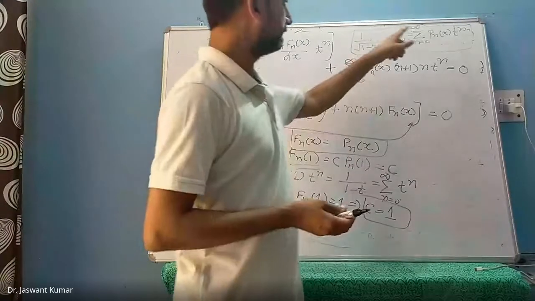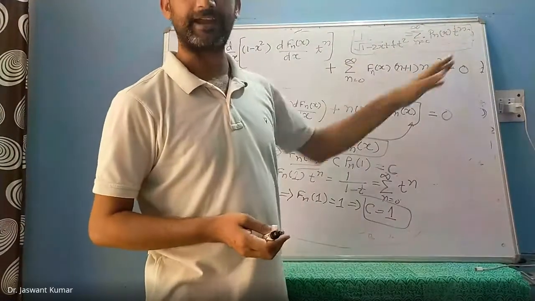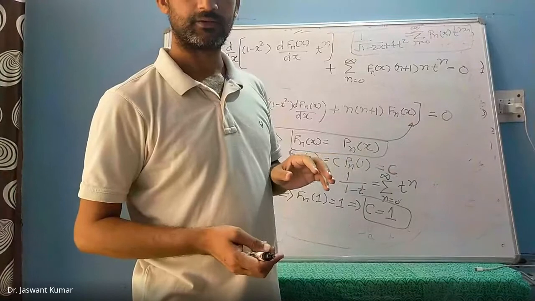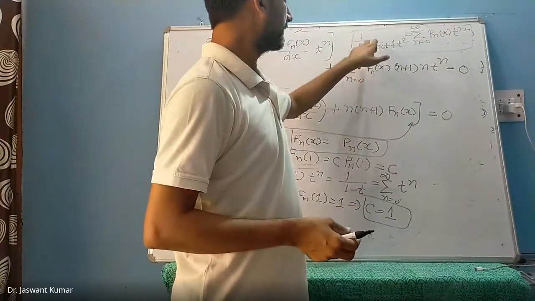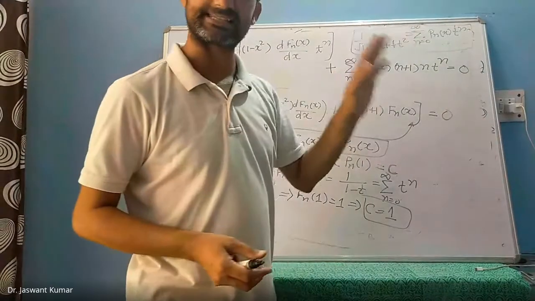Can you summarize once again, sir, the steps, what is the important step you have taken? That we now have a generating function for P_n(x). And that generating function is 1 by the square root of 1 minus 2xt plus t squared.